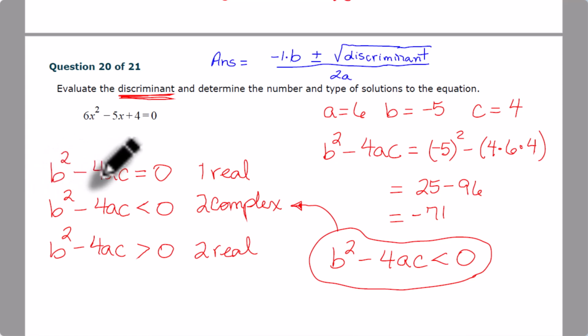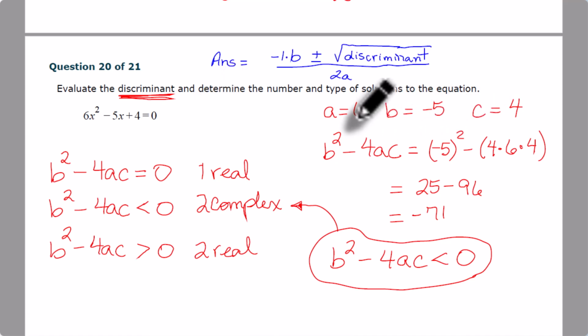And if it calculates to be 0, I get one real answer. If it calculates to be less than 0, we get two complex number answers. And if it's bigger than 0, we get two real answers. So in question 20, I'm not trying to find the answers. I'm just trying to figure out what kind I would get.